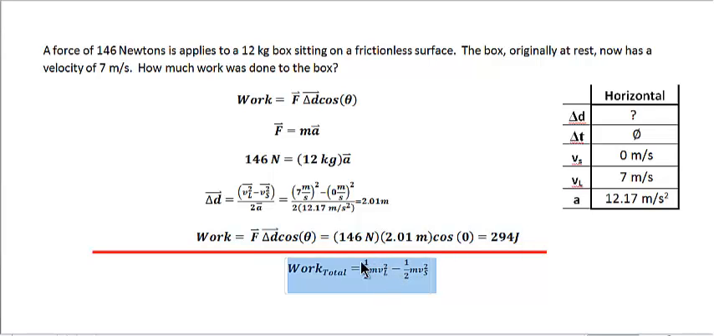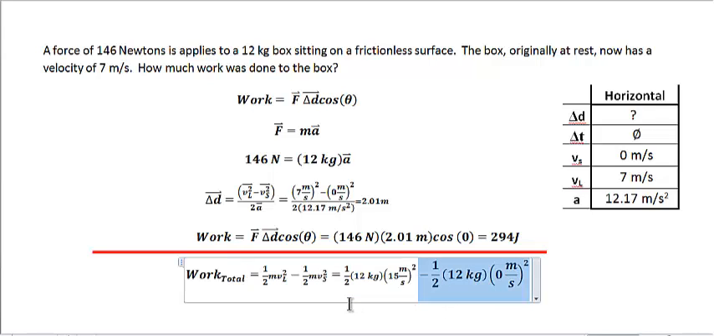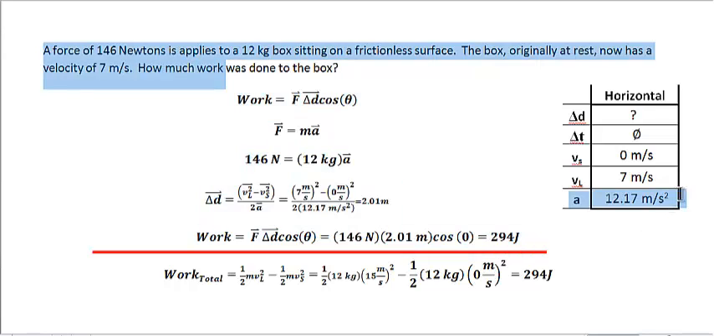This is the kinetic energy later minus the kinetic energy initially, and we know the velocity later, it's 7 meters a second. The velocity at the starting was 0 meters a second. So you stick that in there, and because this is 0 meters per second, this whole second term is going to equal 0. So I just do this one math here, 1/2 times 12 kilograms times 7 meters per second squared comes out to 294. Now, here's the point I want to make. All of this math is how we do it using kinematics.